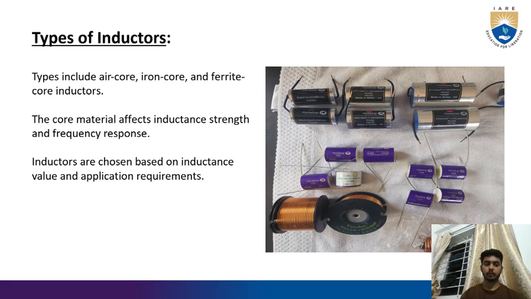Air core inductors are used for high frequency applications. Iron core inductors are used in power transformers. Ferrite core inductors are used in filter and communication circuits. The core material determines how strong the magnetic field is and what frequency it can handle.